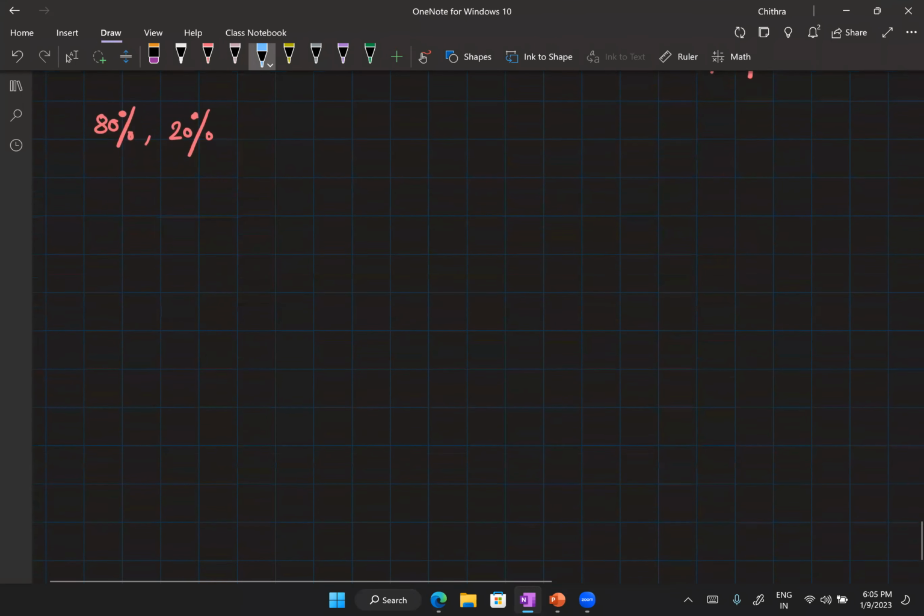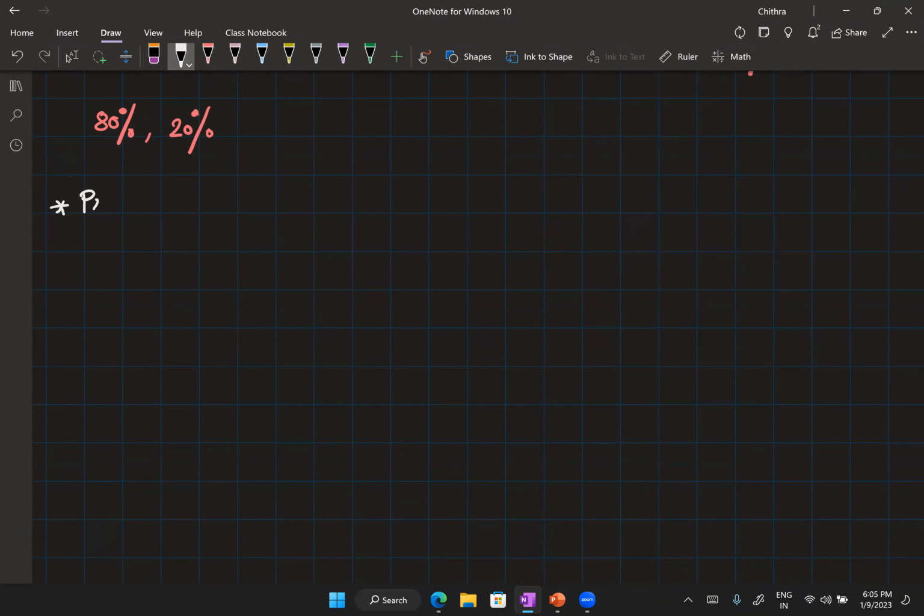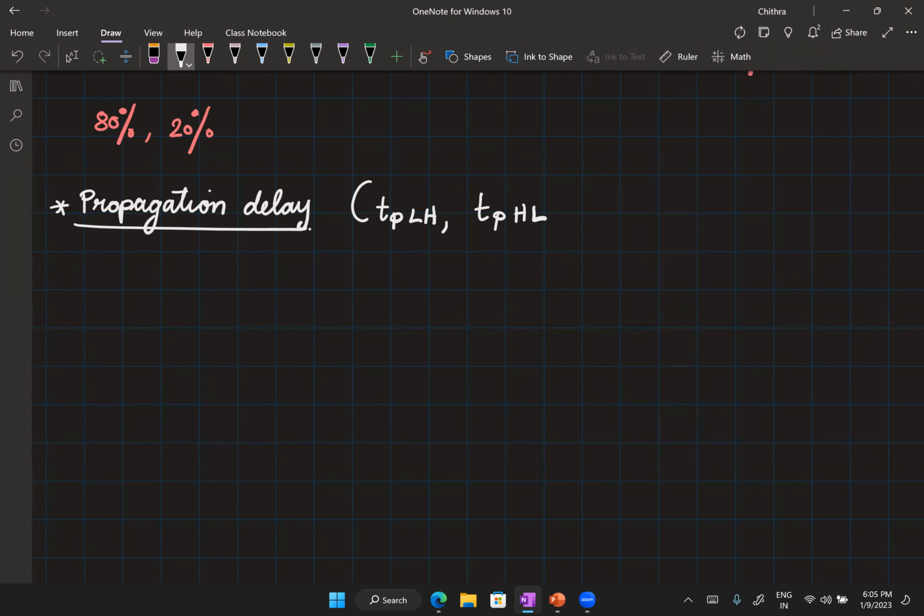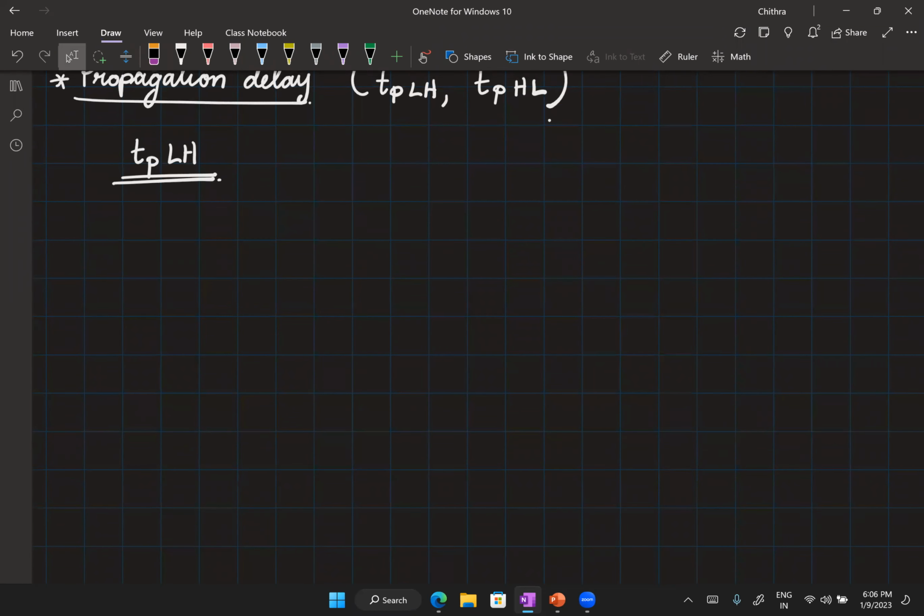Okay, good. Now let us look at propagation delays. So we have propagation delay from low to high and propagation delay from high to low. Can you tell me the definition for propagation delay from low to high? I mean, you've seen this. So tell me, what is the transition happening at the output? 0 to VDD, right?